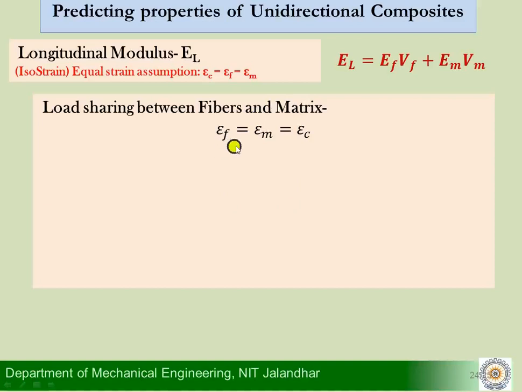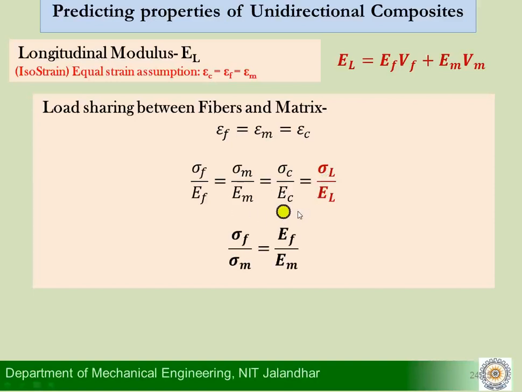So when I write the equal strain assumption here, that is epsilon f is equal to epsilon m is equal to epsilon c, I can rewrite this expression using Hooke's law as sigma f upon EF equal to sigma m upon EM equal to sigma c upon EC. And this sigma c upon EC can again be written as sigma L upon EL, that is the modulus of the composite in the longitudinal direction. So sigma c upon EC is nothing but sigma L upon EL.